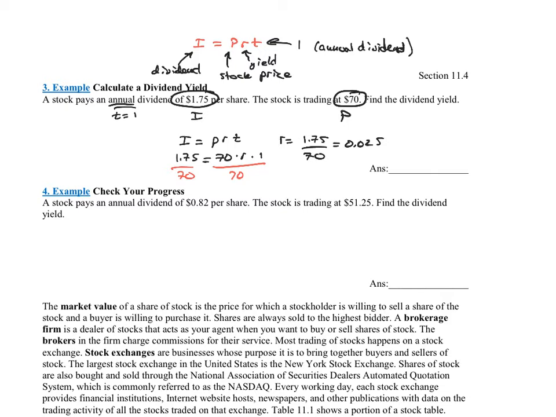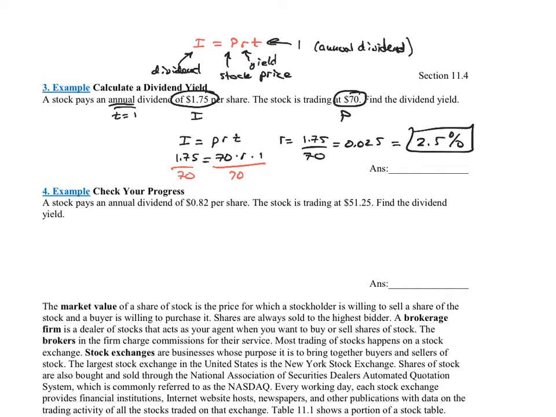But remember, this is the decimal version. We want a yield or a percentage. So we got to convert that to a percentage. Converting that to a percentage, we would have 2.5%. So if you're selling it for $70 or it's trading at $70 a share and you're getting an annual dividend of $1.75 per share, you are getting essentially a 2.5% interest rate, which is called your dividend yield.